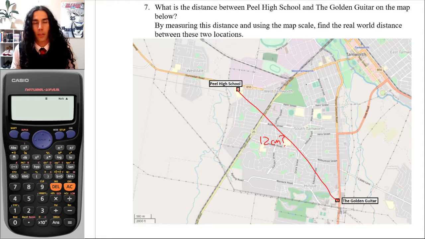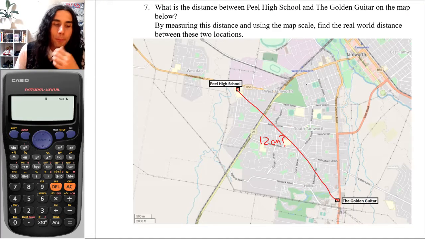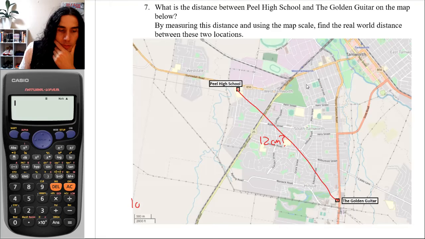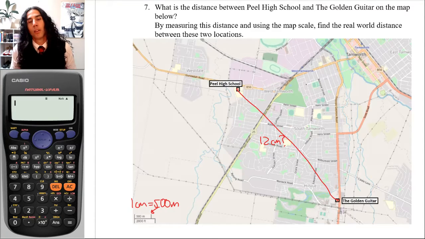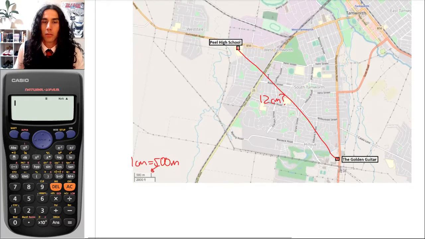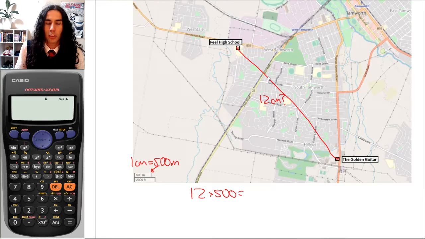We should be having a go at this. So have a go. Ta-da! So pretend that. The tricky bit is the map scale. That looks to me like 1 centimeter is 500 meters, I'm going to assume. So therefore, you take your 12 centimeters times by 500, 6,000. So therefore, the distance would be 6,000 meters.